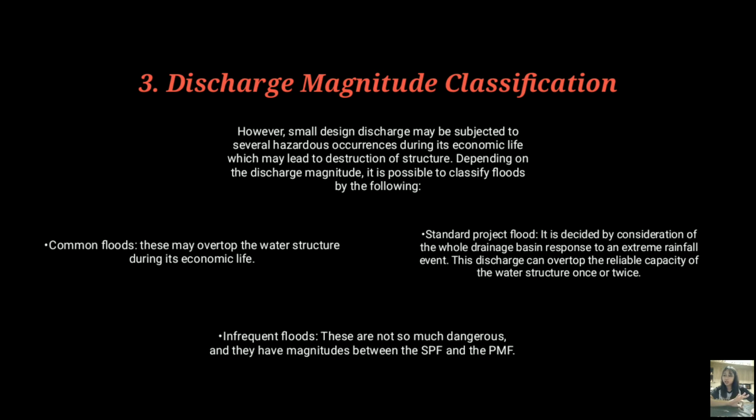There are three classifications of floods: the common flood, the standard project flood, and the infrequent flood. Common floods may overtop the water structure during its economic life. The standard project flood is decided by consideration of the whole drainage basin response to an extreme rainfall event. This discharge can overtop the reliable capacity of the water structures once or twice. And lastly are the infrequent floods. These are not so dangerous and they have magnitudes between the SPF and the PMF.